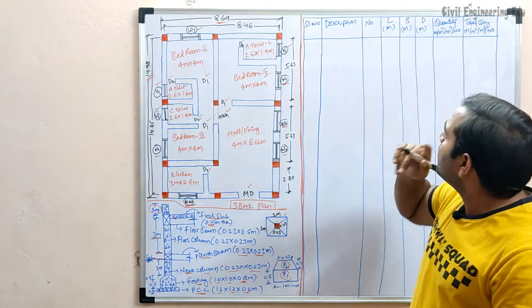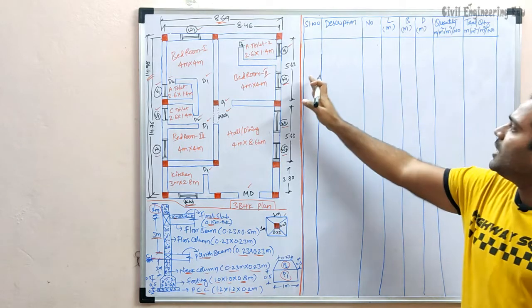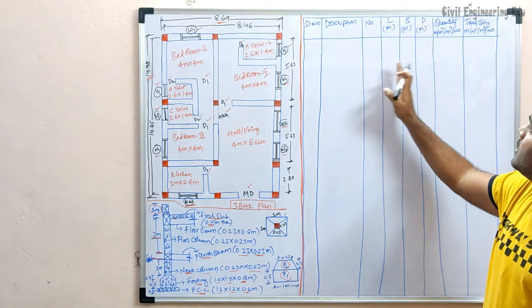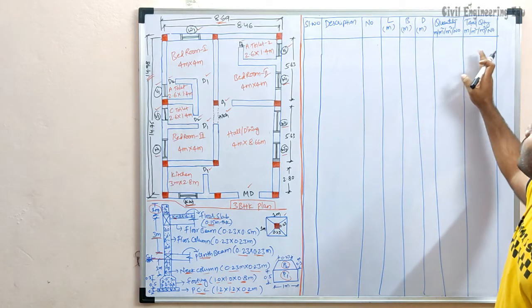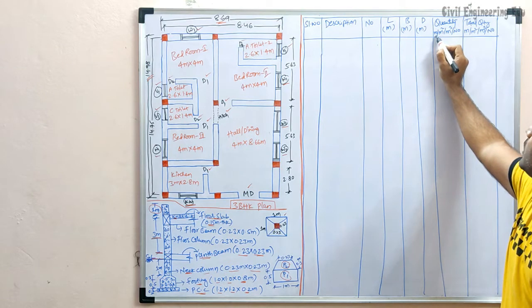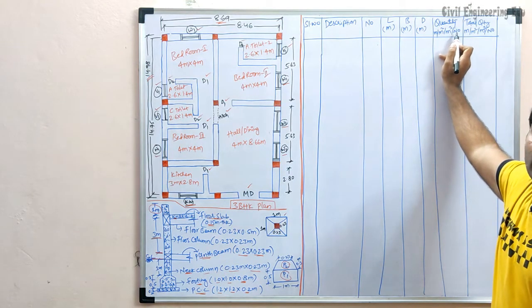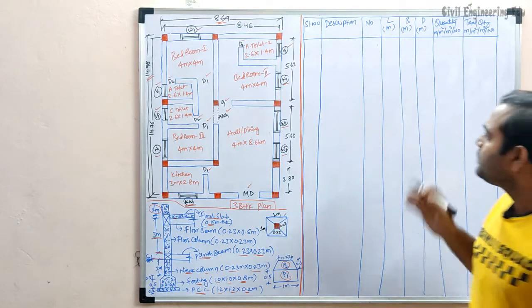So here I have written the detailed estimation table with a total of 8 columns: serial number, description, numbers, length, breadth, depth, quantity, total quantity. In quantity it may be any one. It may be in running meters, square meters, or cubic meters, or it may be in numbers, like doors and windows and all.